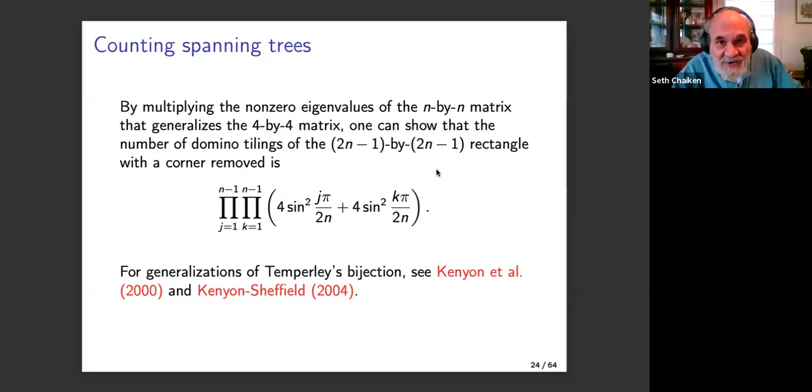Hi, Jim. I wonder if you could sketch how you do that. How do you get from how you characterize the eigenvalues to that formula?